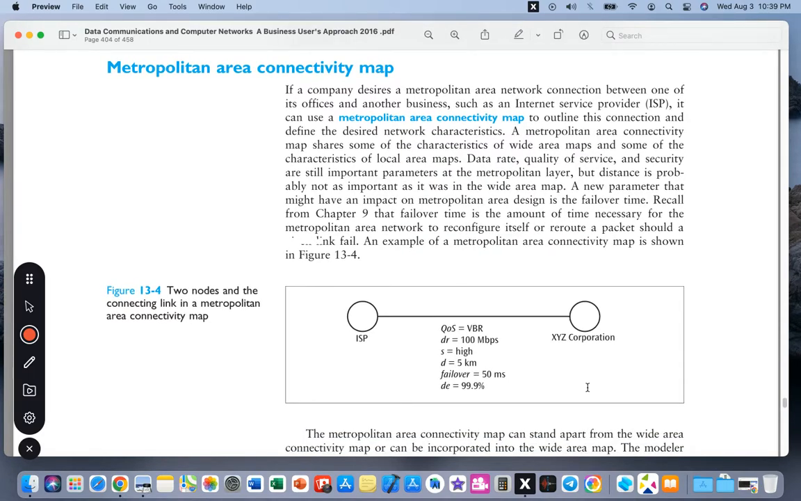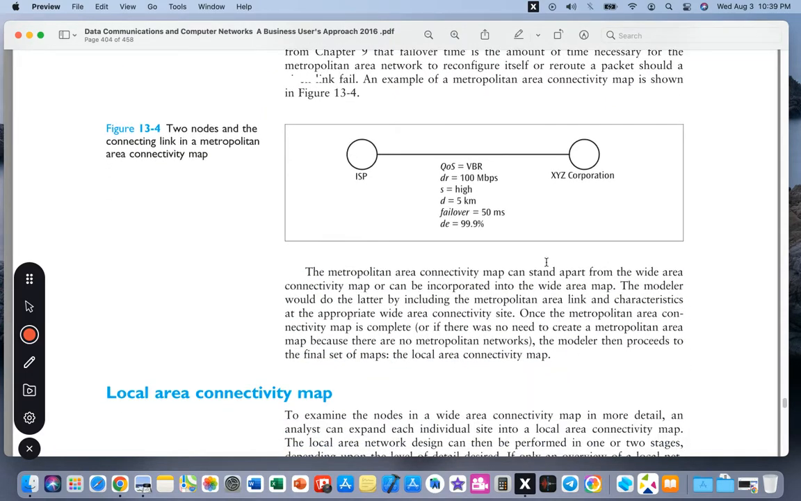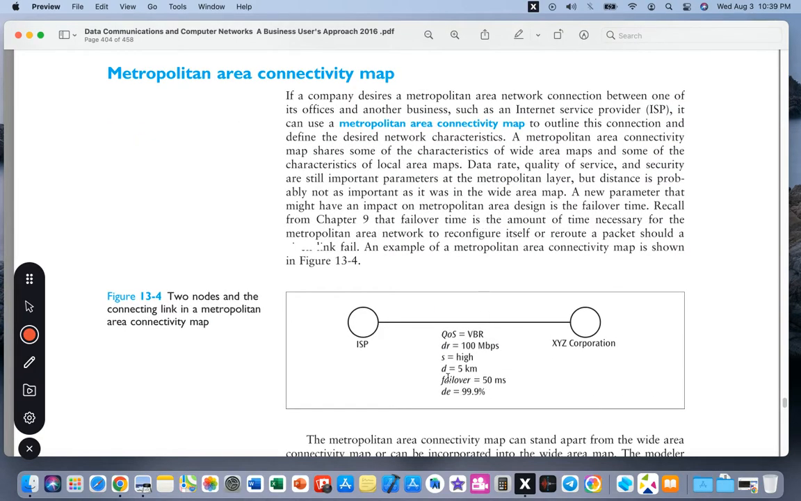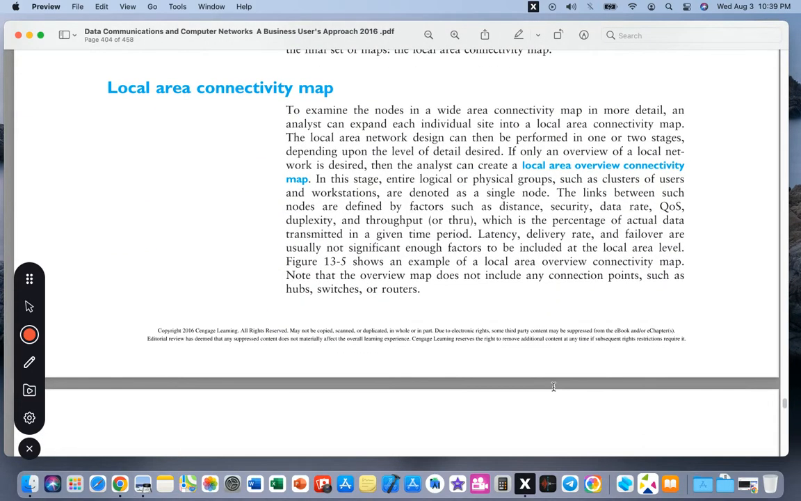MAN connectivity map, metropolitan area network connectivity map. Here we have the failover. This is different from the one before. The one before doesn't have a failover.